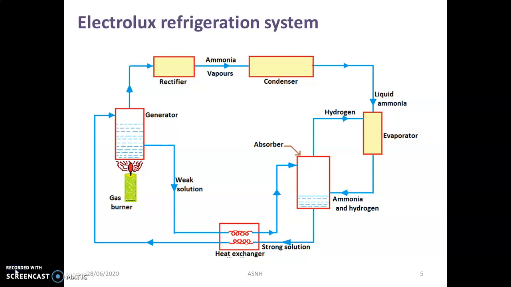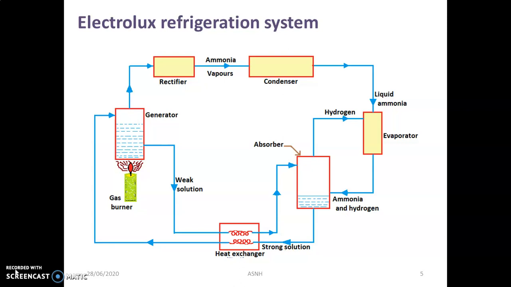This Electrolux refrigeration system is also called a 3-fluid refrigeration system. The main purpose of the system is to eliminate the pump, so that in the absence of moving parts, the machine becomes noiseless. So this is the main feature of the Electrolux refrigeration system.